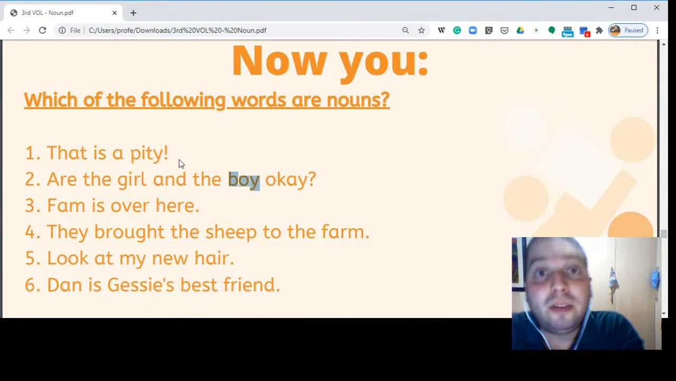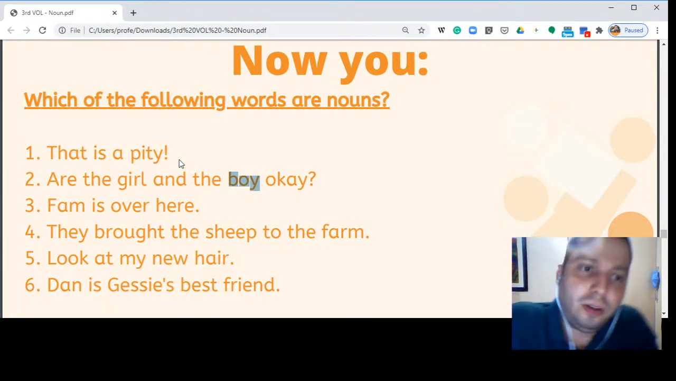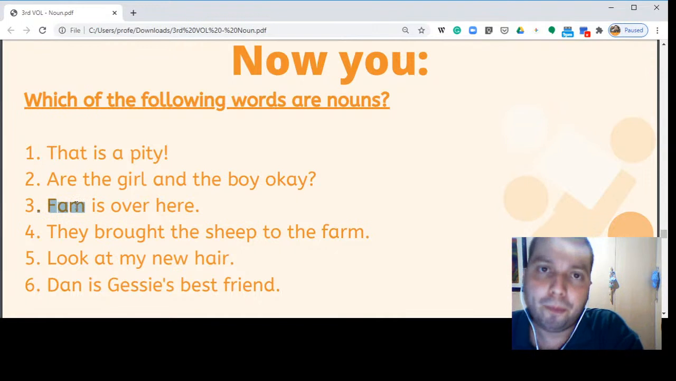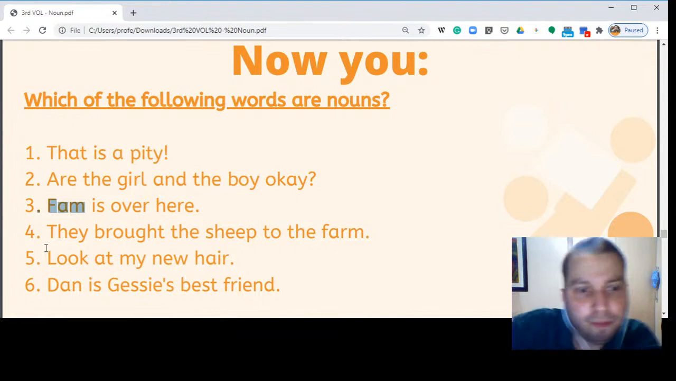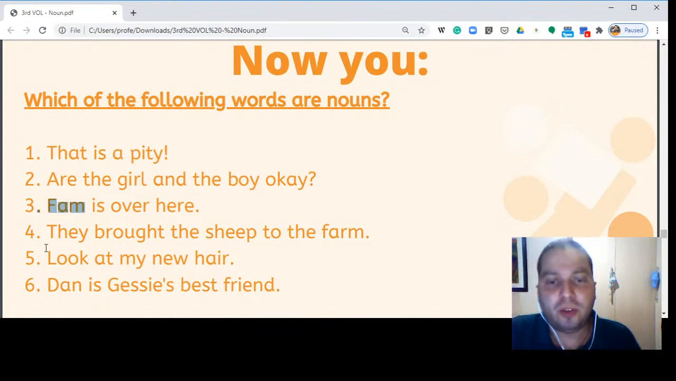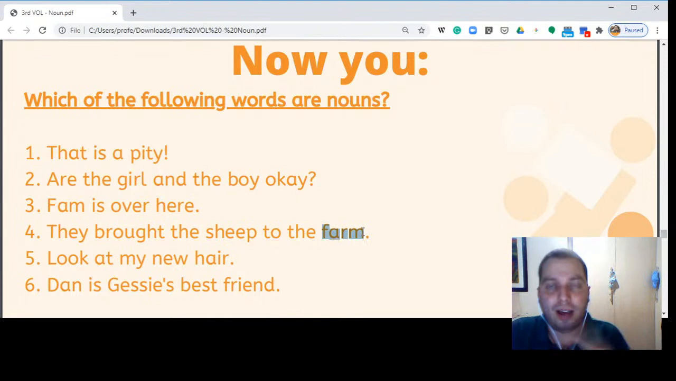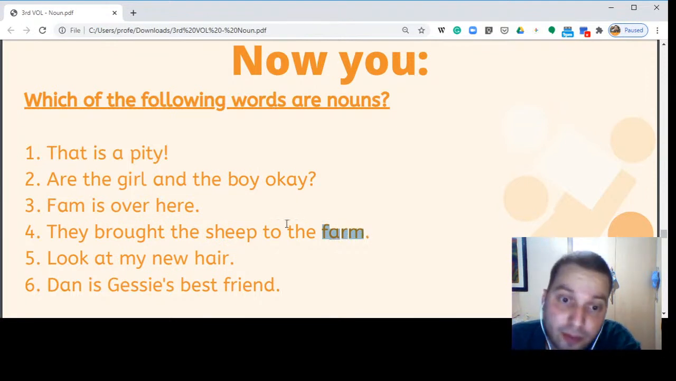Farm is over here. She's over here. Or he is over here, okay? Farm, in this case, is a noun, right? So sentence number 3, farm is a noun, okay? They brought a sheep to the farm. They brought a sheep. Sheep, an animal, okay? To the farm, a place. So we have two nouns in the same sentence. They brought a sheep to the farm, okay?